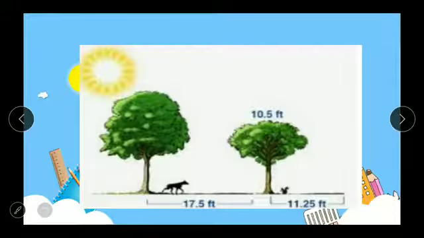In this picture, I have two trees. One is having a height of 10.5 feet and the length of its shadow is 11.25 feet. Other tree is having the length of its shadow 17.5 feet, but the height is not known to me. Now in this problem, we have to use the concept of science.